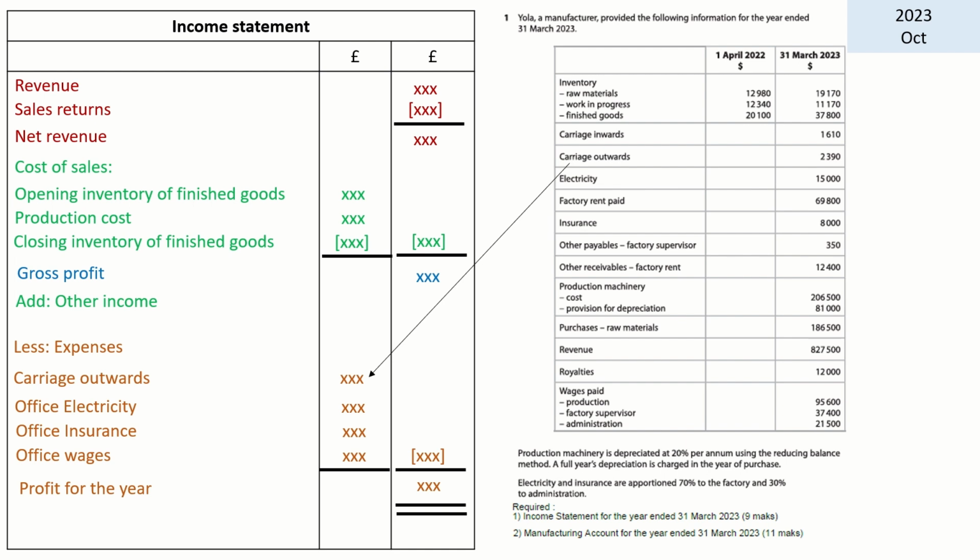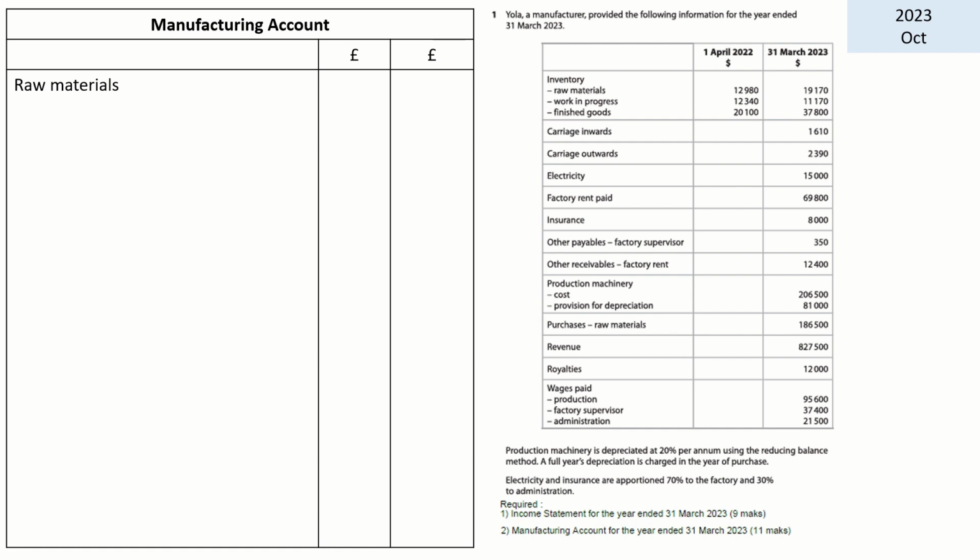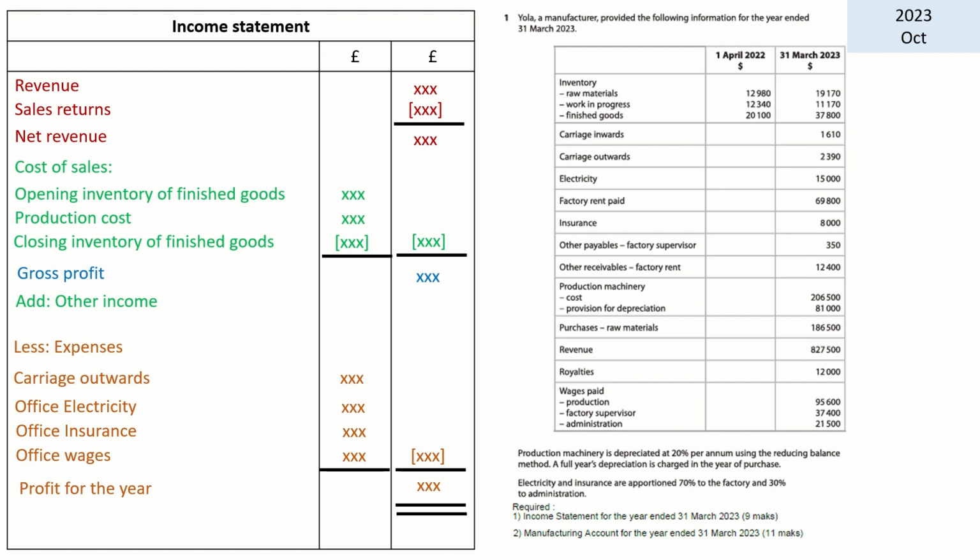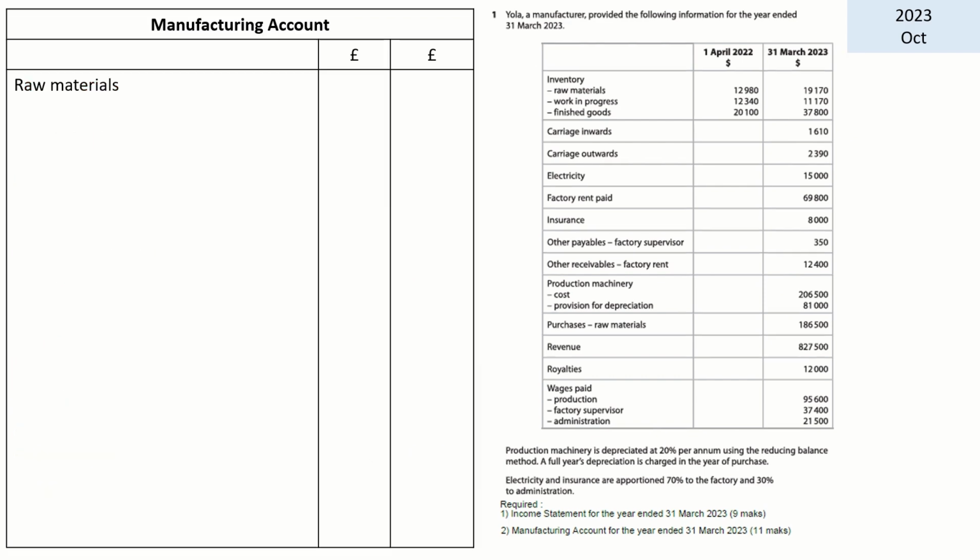Carriage inwards 2,390. Office electricity 15,000 into 30%. Insurance, again 30% of insurance should be transferred there. Office wages, as you can see here, administrative 21,500. Now we should be ready to prepare the income statement. Take a few minutes and we can check the answers.